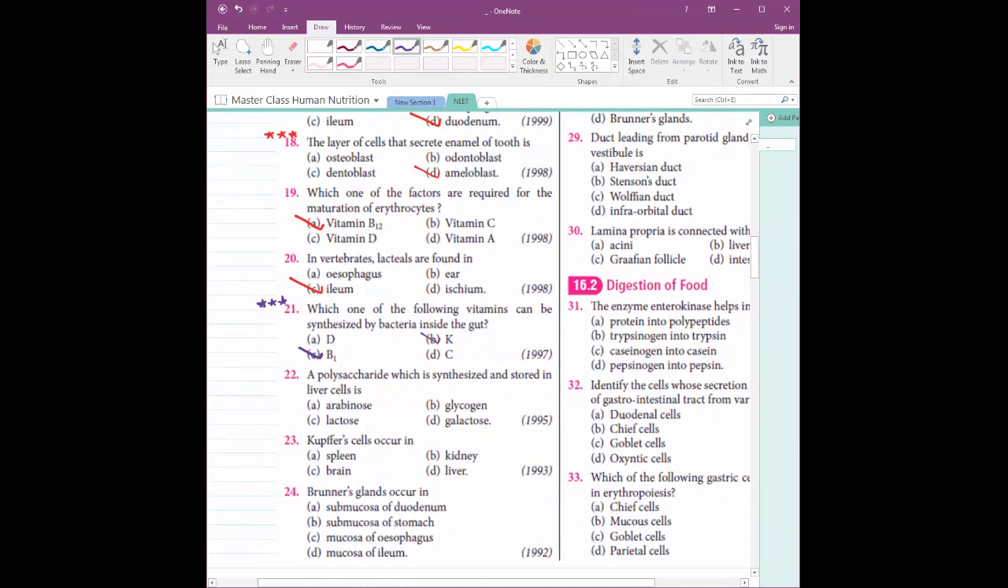Okay, next question, guys, goes to Darshanita. A polysaccharide which is synthesized and stored in the liver. So glucose is converted into, yes, right. Everybody is right. It is converted into glycogen. Okay, guys, Kupffer cells occur in dash.